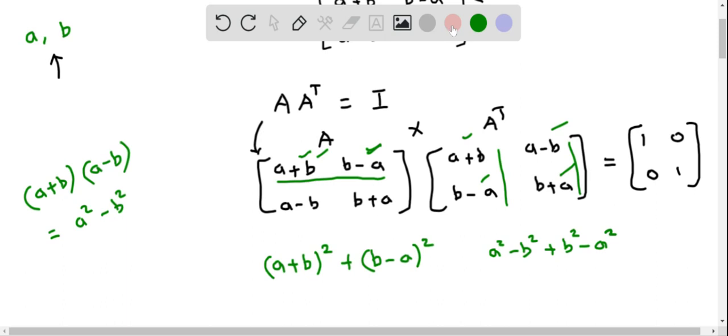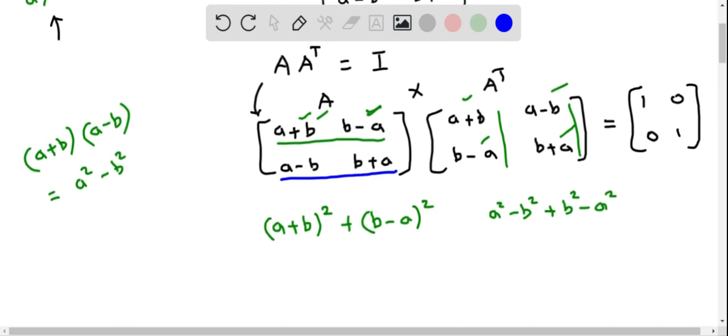Now we have done the first row. Let's move on to the next row. For that, we consider the second row of the first matrix. Let's first multiply with the first column. So it is a minus b times a plus b. Using difference of squares, we write this as a squared minus b squared. Then b plus a times b minus a, using the difference of squares, we write b squared minus a squared.